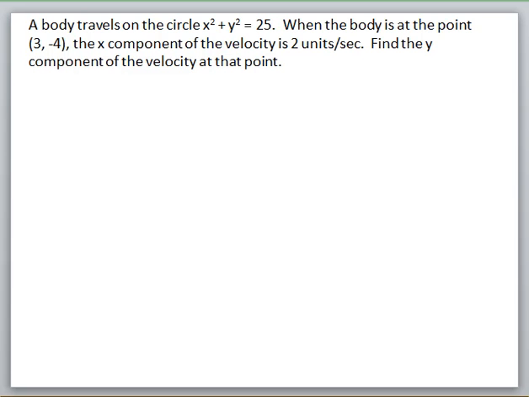A body travels on the circle x squared plus y squared equals 25. When the body is at (3, -4), the x component of velocity is 2 units per second. So we're talking about velocity. We know that's the derivative. So dx over dt is equal to 2. Find the y component of the velocity. So we're supposed to find dy over dt at that point.